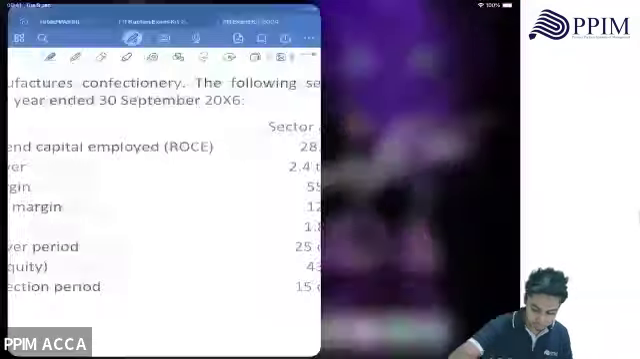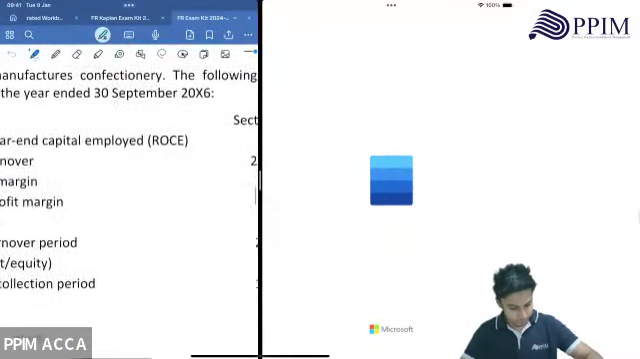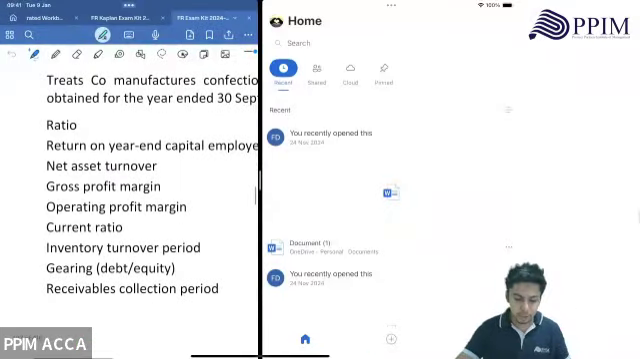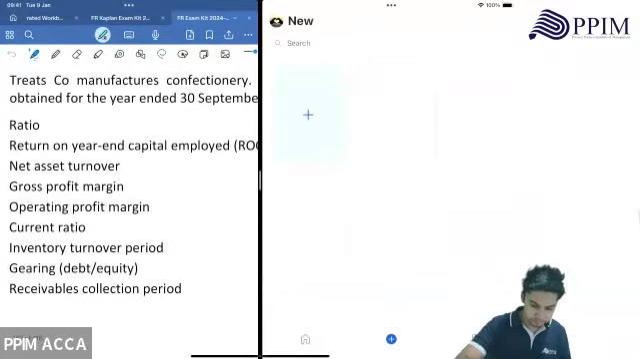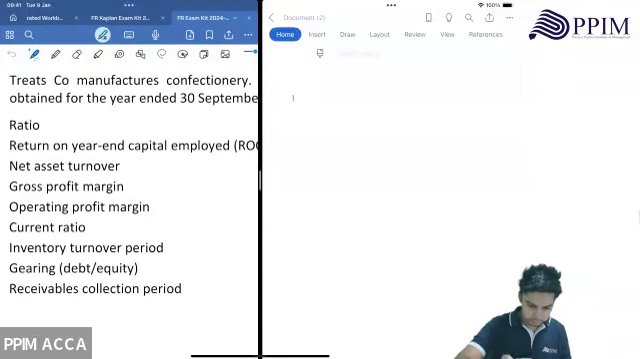Put the heading over there. Let me open MS Word. Can you guys start writing the equations for these ratios faster? Please start writing the equations for these. Right, so let's start.